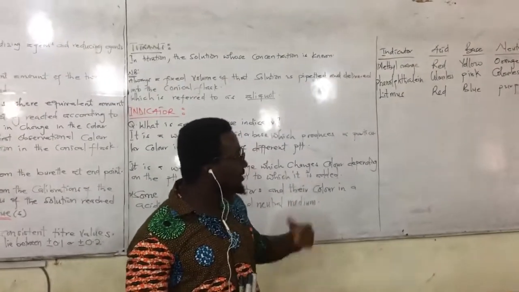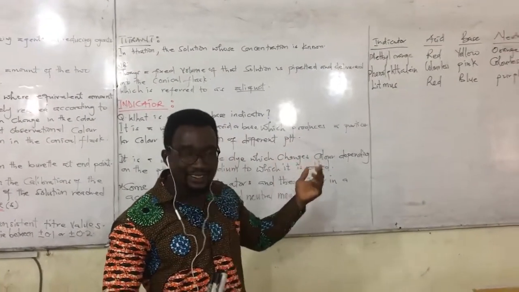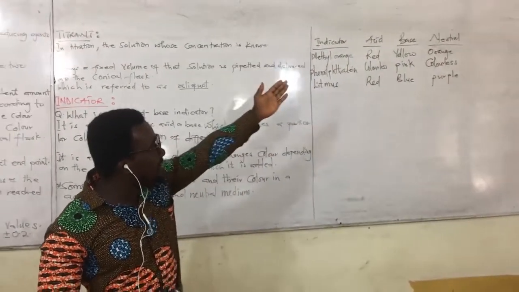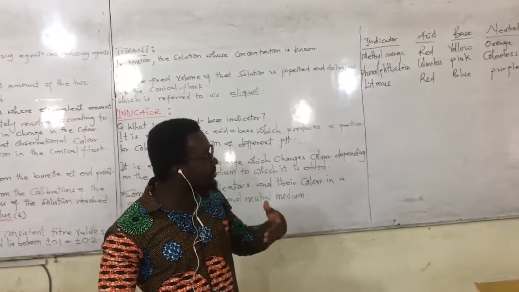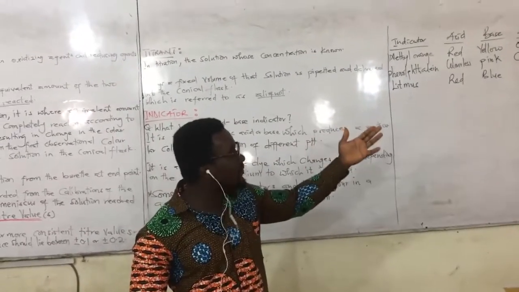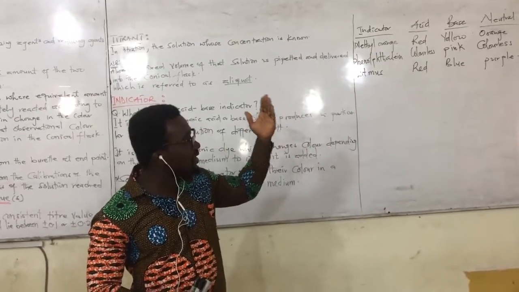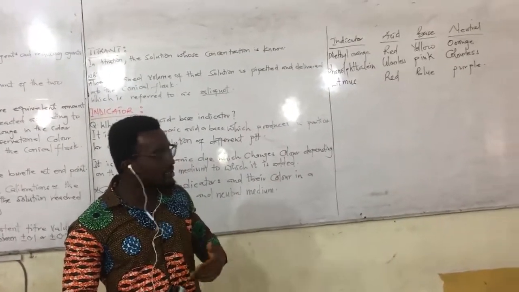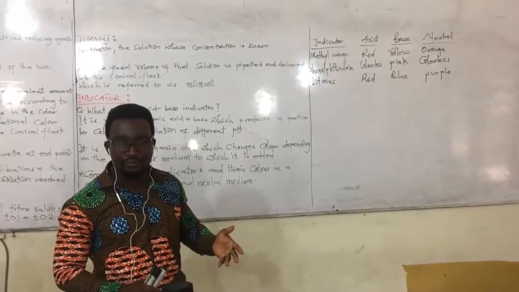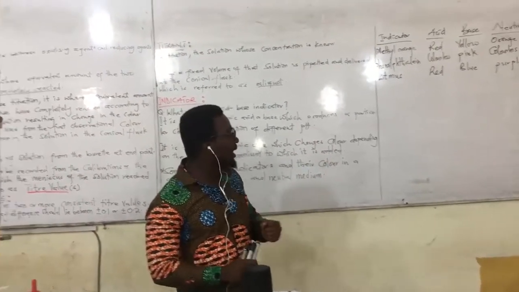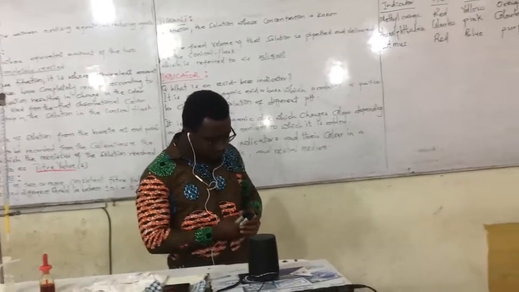Now, litmus solution. I told you we don't have that one, but we can still look at the colors that will be produced. Litmus in acidic solution produces what? Red. Litmus in a basic medium also produces what? Blue. And then litmus in a neutral solution produces what? Purple. So we have red, blue, and then purple color being produced at the end.